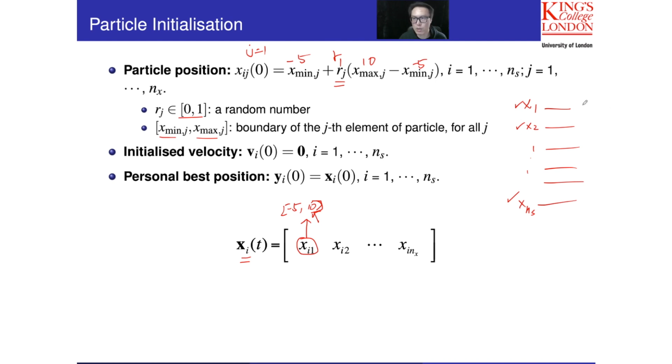For velocity, the simple way is we just set it to be 0. This 0 in boldface doesn't mean that it is just one single value. It is a vector, which means that all the elements are 0. So v1, v2, we have 0. Whether this is 0 or not is up to us. If we would like to use a small value or a random number, it is also fine. For the personal best position, because this is the initial value and we don't have any historical data, the personal best position is the particle itself in the beginning.